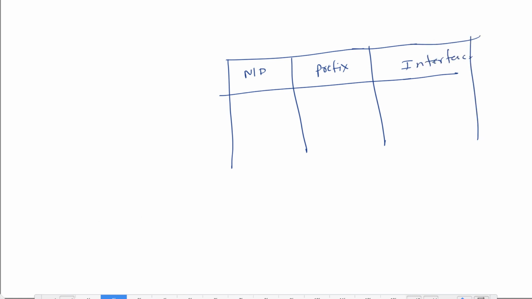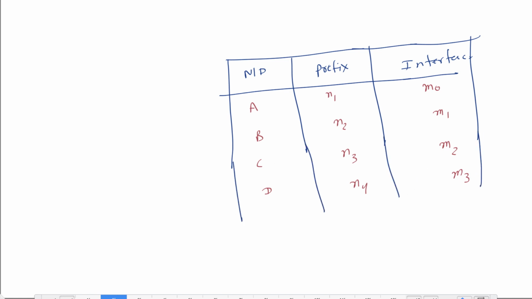Now if some packet is coming, let's suppose this is some network ID which is ABCD, the prefix length is N1, N2, N3, N4, and the interface is M0, M1, M2, M3. Okay, now what is it going to do? If some packet is coming with some IP address, let's suppose this is the IP address which is IP1. This is the IP address of the packet, which is the destination IP address.